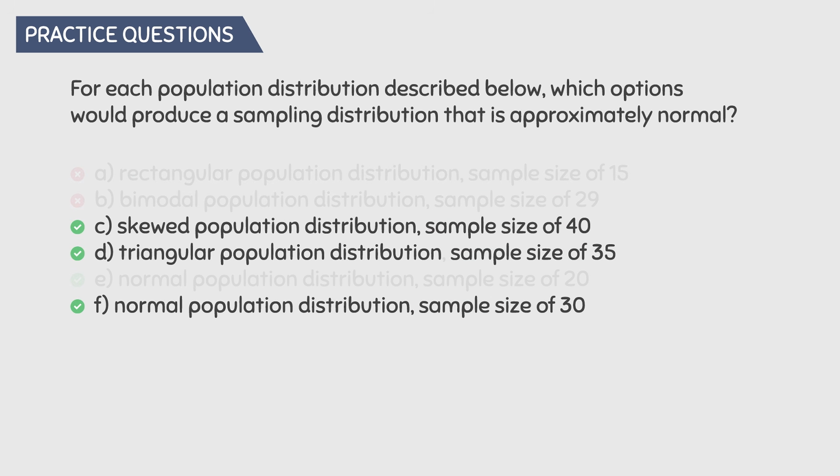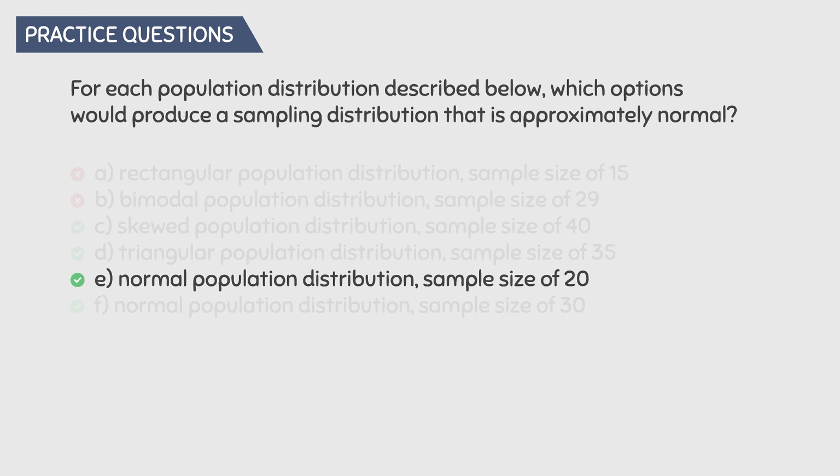Answers C, D, and F are correct because the sample size is greater than or equal to 30. As a result, the central limit theorem can be applied, so we can say that the sampling distribution will be approximately normal. And answer E is correct because since the population distribution is already normal to begin with, the sampling distribution will also be normal even though the sample size is less than 30.